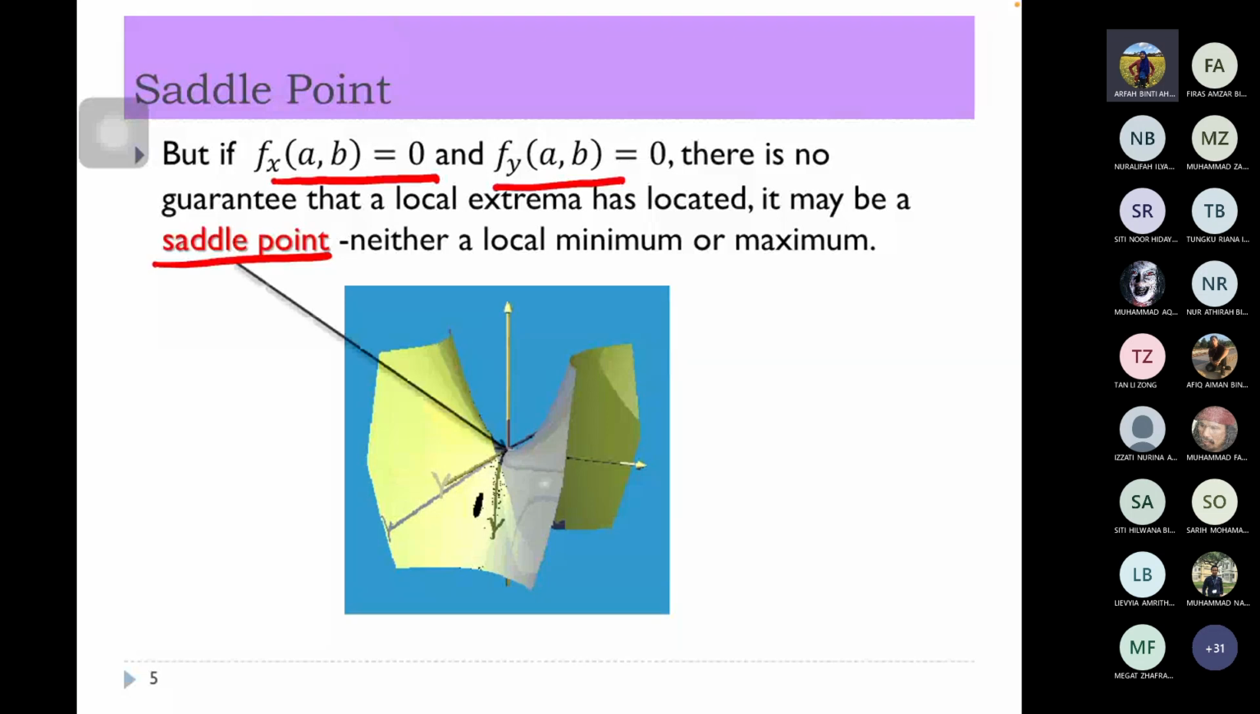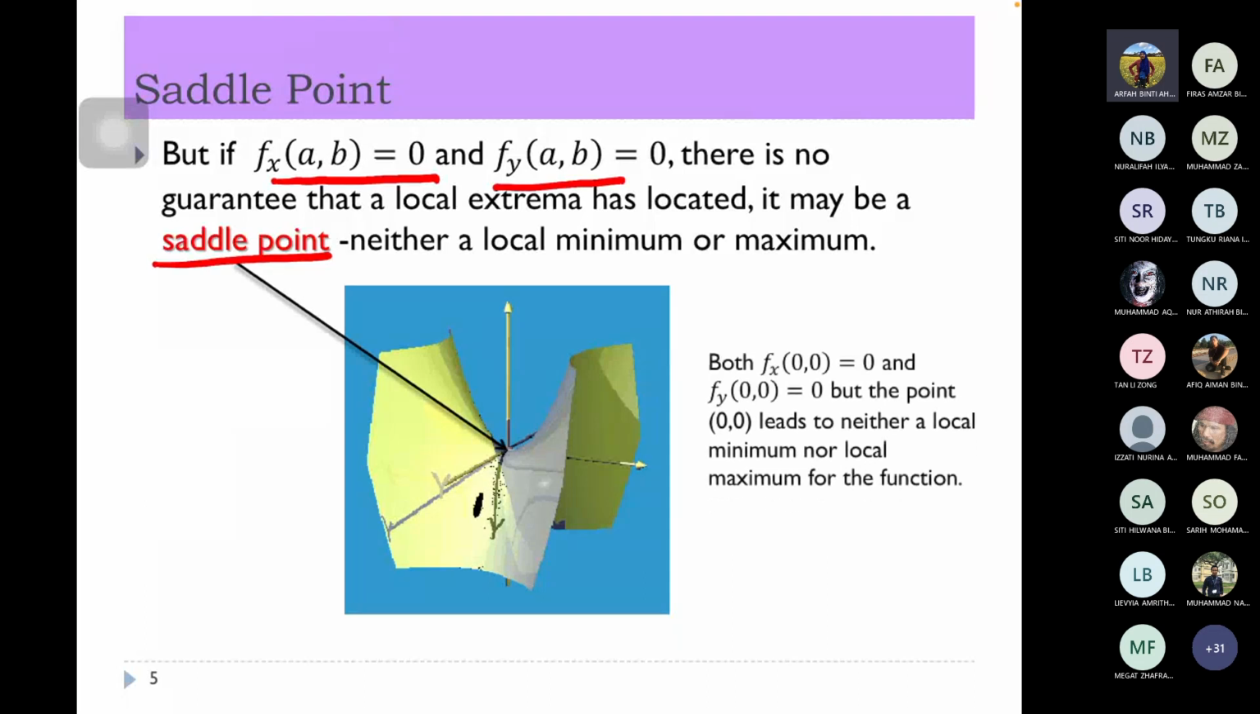kita ingatkan yang kita dah dapatkan ni adalah titik paling rendah, tapi tak. If the solid tend to be like this. Okay. So dapat dekat 0,0. This is actually not the local extreme, local minimum or local maximum point. Both the partial derivatives of the function at the origin are 0, but the point leads to neither a local minimum nor local maximum for the function.